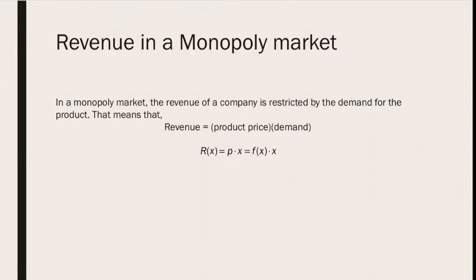In a monopoly market, the revenue of a company is restricted by the demand for the product. So that means that the revenue is going to be the product price times the demand. Our product price is going to be P, and our demand is going to be x, because that's how many units are going to be demanded.